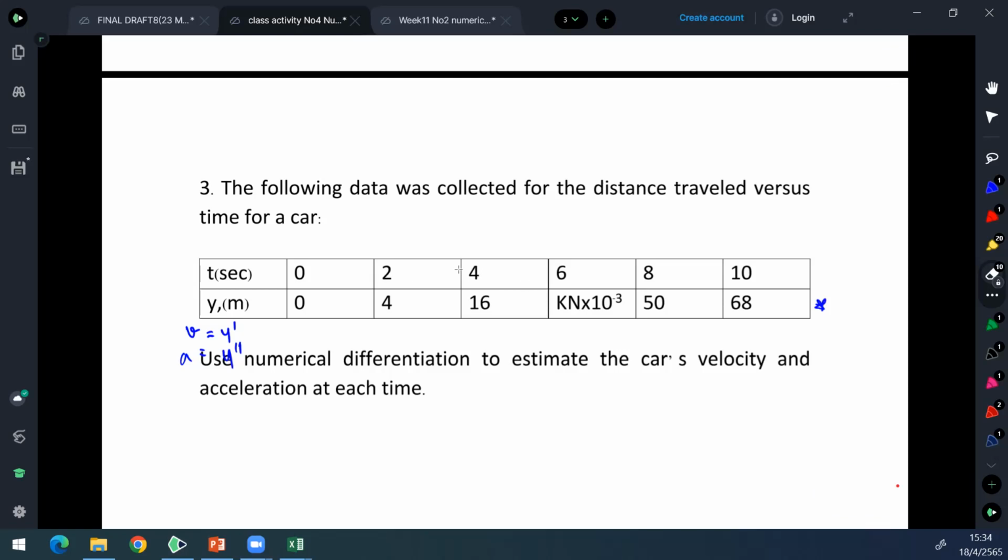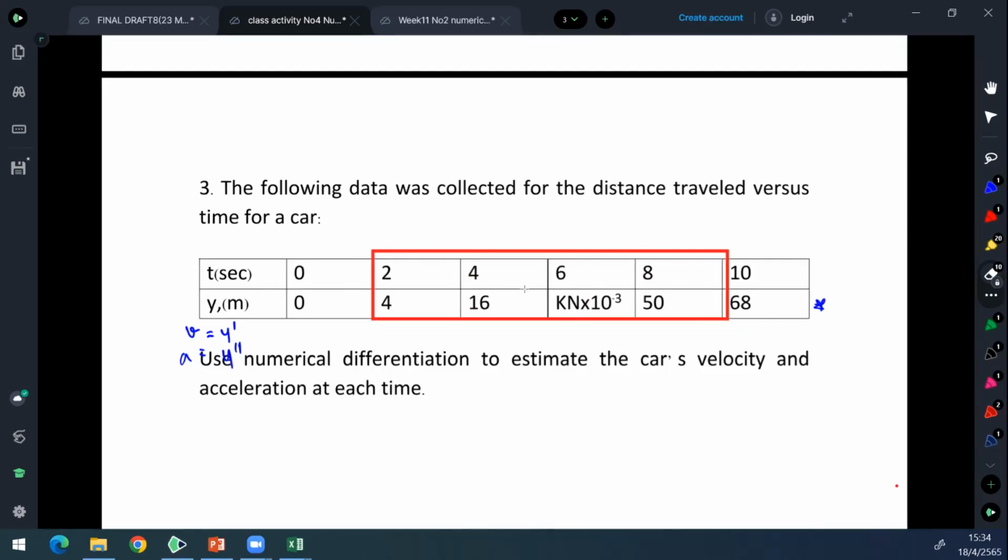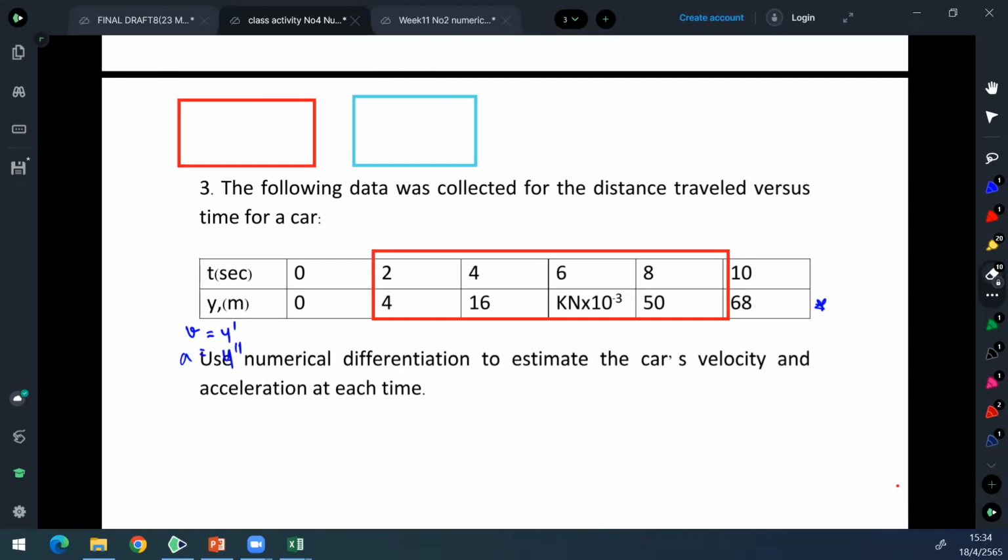We may start with this data first. If we consider the data at 2 seconds, 4 seconds, 6 seconds, and 8 seconds, which formula will you choose? Forward, backward, or central? If you choose forward, stamp on the red box. If you choose central, stamp on the green box. If you choose backward, stamp on the blue one. Which formula will you choose?